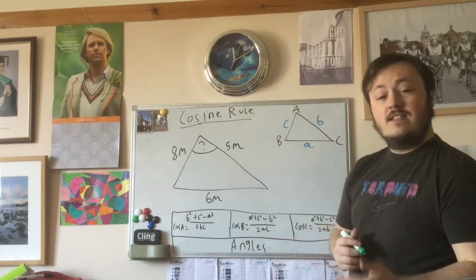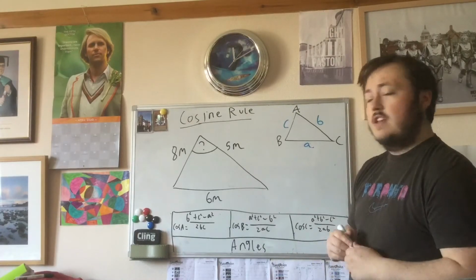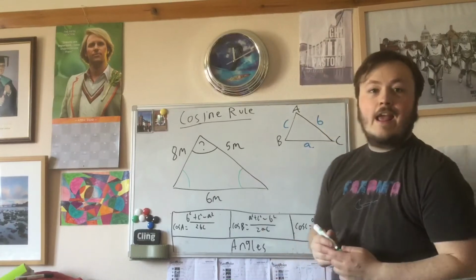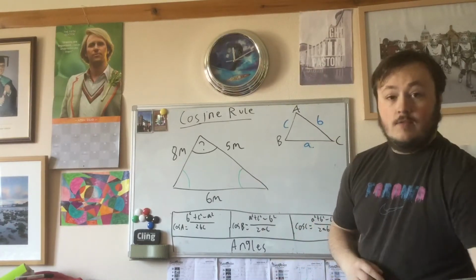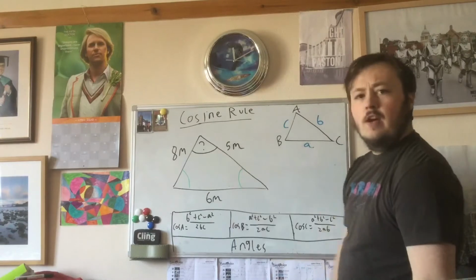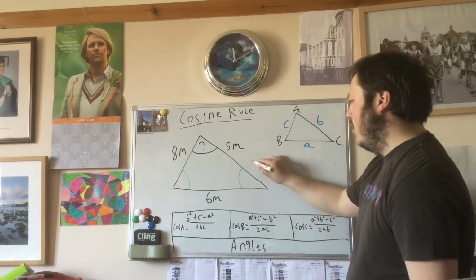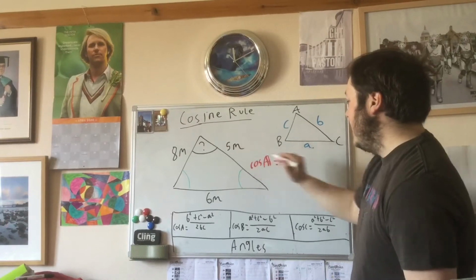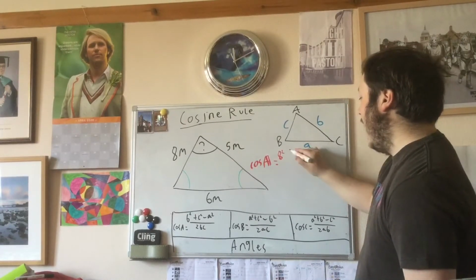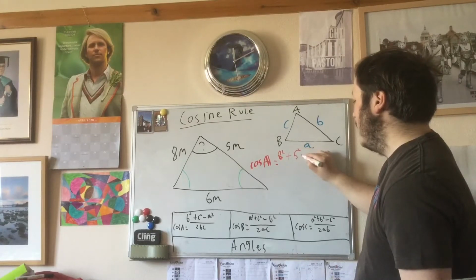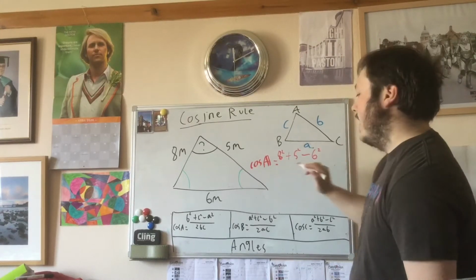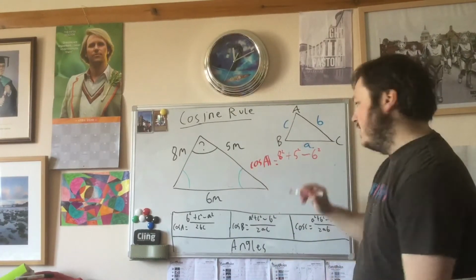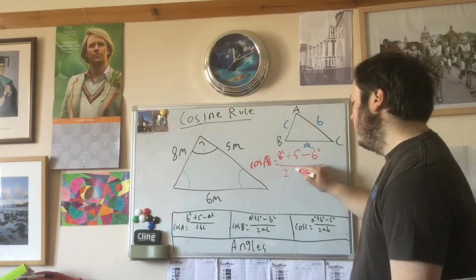In this video, we're all going to focus on this problem, and we're going to use the cosine rule to find all 3 angles. So, let's do the first one. We want to find this missing angle. So what you do is the cos of A equals 8 squared plus 5 squared minus 6 squared, because those are the 2 sides that the angle's in between. 6 is the side opposite. Then you divide that by 2 times 8 times 5.